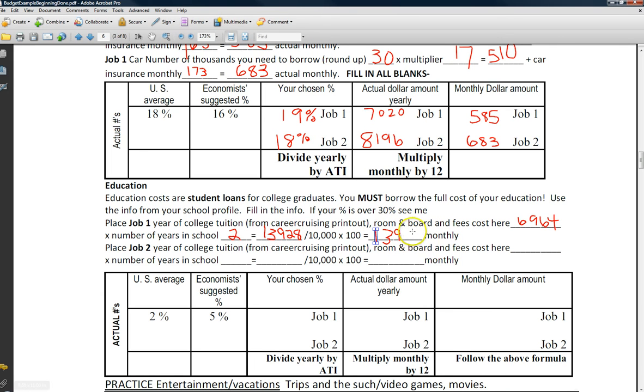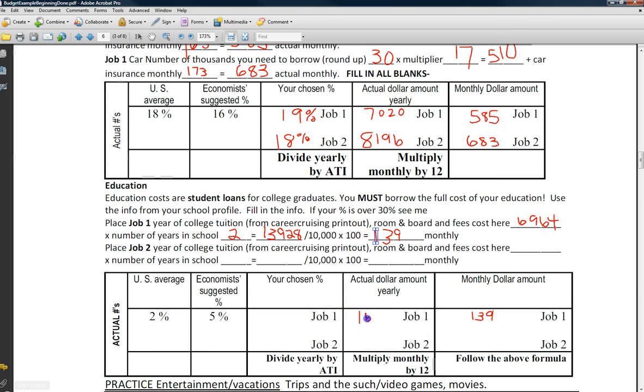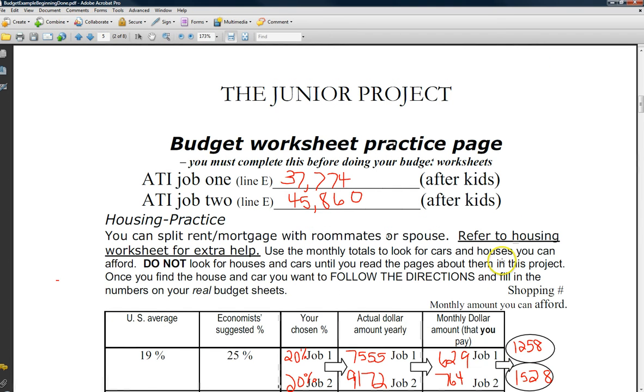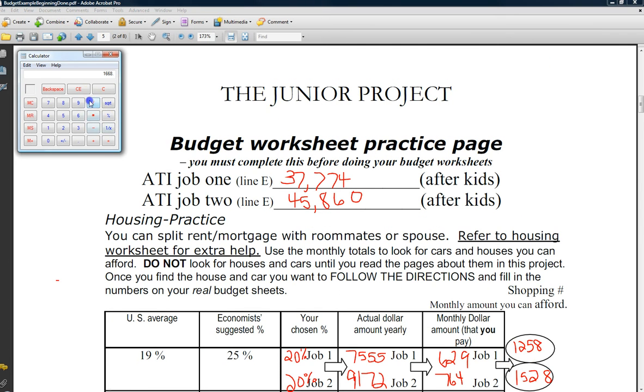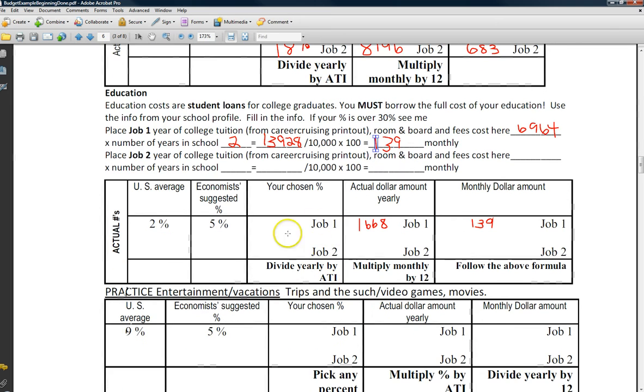Okay, so I take this 139 and put that here, $139 a month. We're going to do the same thing we've been doing. I'm going to take that 139 and times it by 12. So 1,668. I'm going to divide by my ATI, 3,774, equals, and it is 4%. Go to the bottom. So it is 4% of my income.